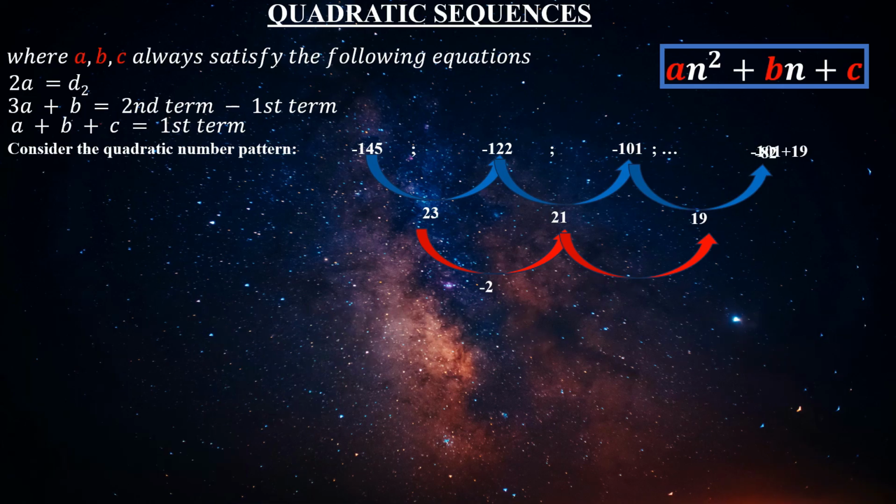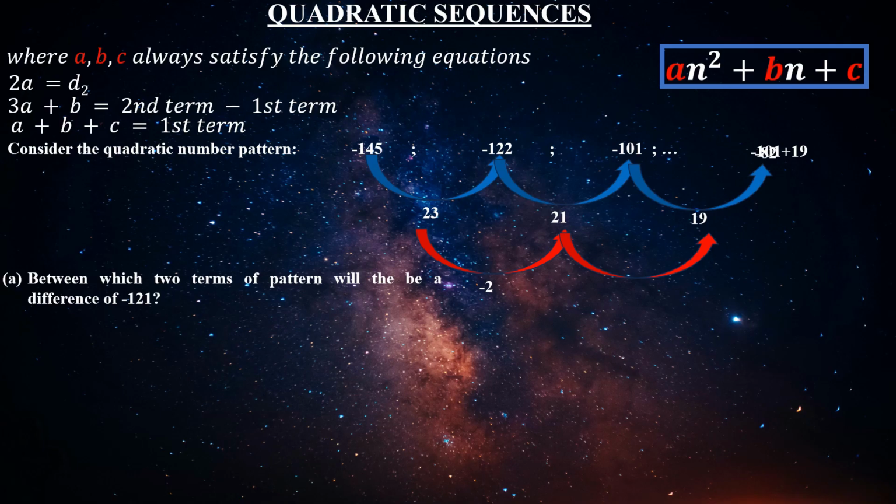Now let's go to part C. Between which two terms of the pattern will there be a difference of negative 121?